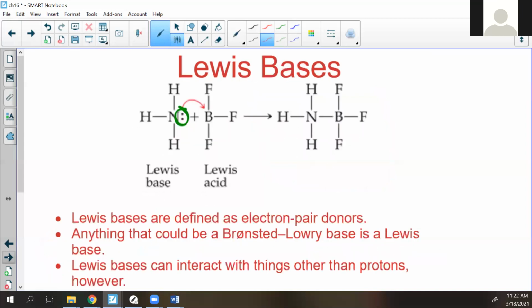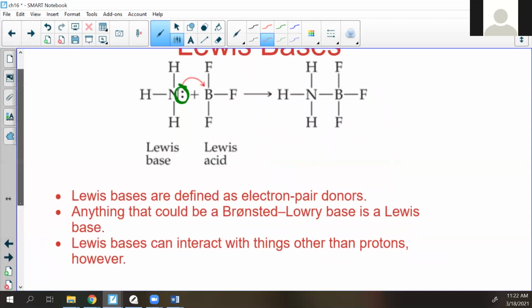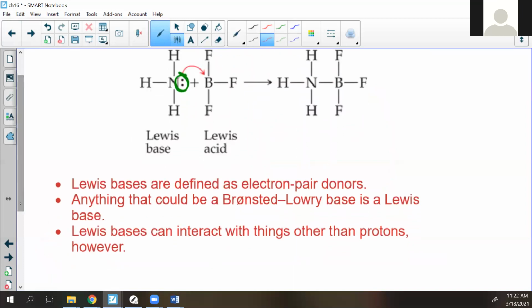Then a Lewis base, they are electron pair donors. Anything that could be a Bronsted-Lowry base is a Lewis base. Lewis bases can interact with things other than protons, however. Don't stress a ton on this. You need to know the term probably, but not a ton.